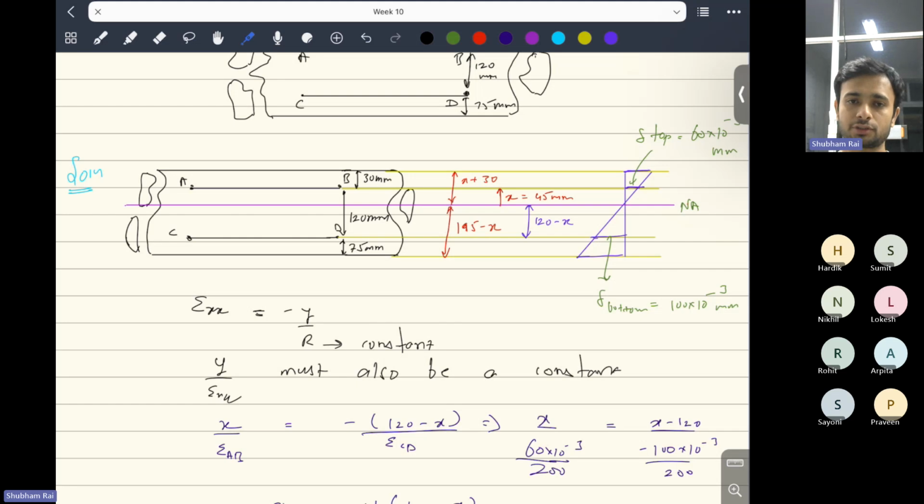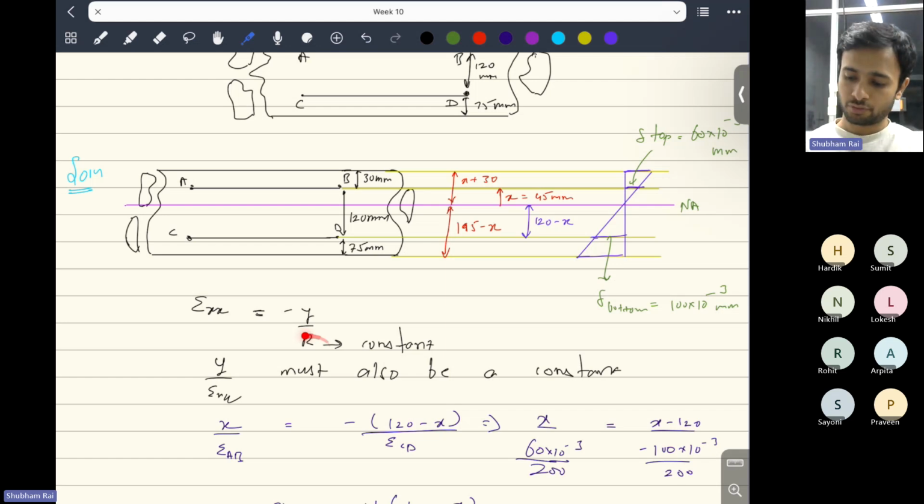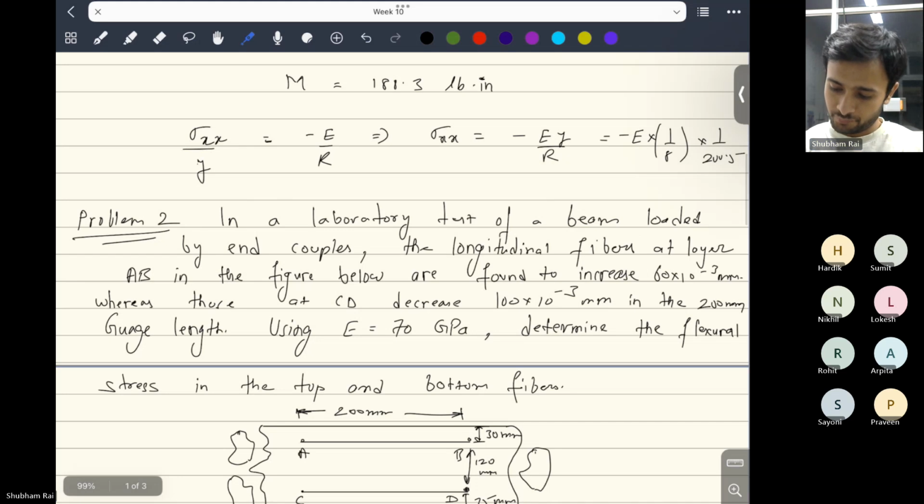Is there any doubt in this question? The only concept involved was that you have to look at this formula and realize that in case of pure bending, this ratio y by epsilon xx is going to be constant, which is equal to the radius of curvature of the whole beam. And for pure bending, the radius of curvature for the whole beam will be the same. Only you are applying the moments. That's why it's a case of pure bending.